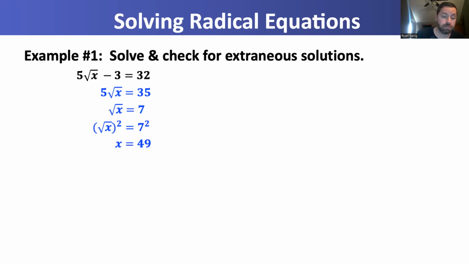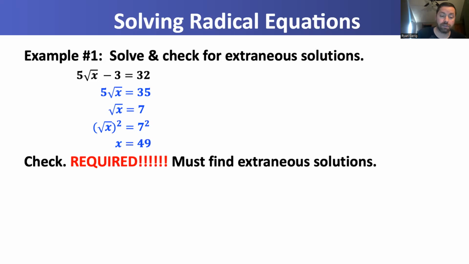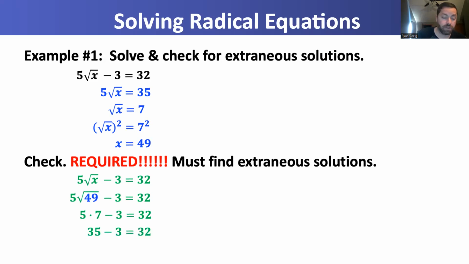7 squared is 49. You have to check. So I'm going to put 49 back in for x. The square root of 49 is 7. 5 times 7 minus 3, does that equal 32? So 5 times 7 is 35. 35 minus 3 is 32. This was a solution. So my solution to this problem is 49. It's not an extraneous solution.